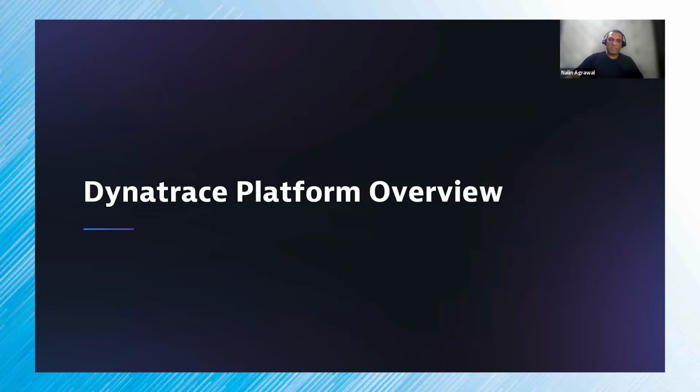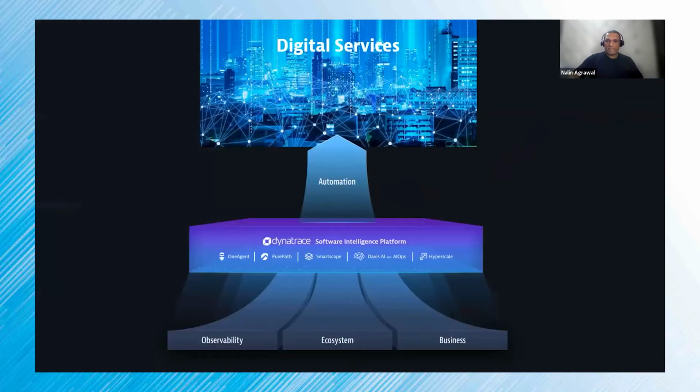Starting with the platform overview. Dynatrace as a platform is focused on three aspects. One is observability. Second is your entire ecosystem where your applications are running, and the key focus on the business which you are delivering through those applications. But with these digital services, our key focus of having Dynatrace in the middle is to allow automation. That's the key area, and we will see what kind of automation you can expect when you have Dynatrace.